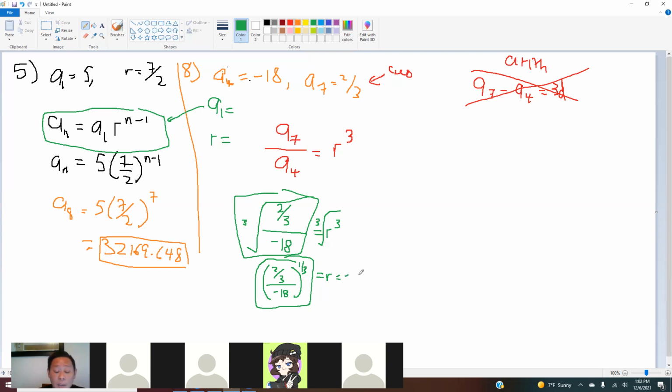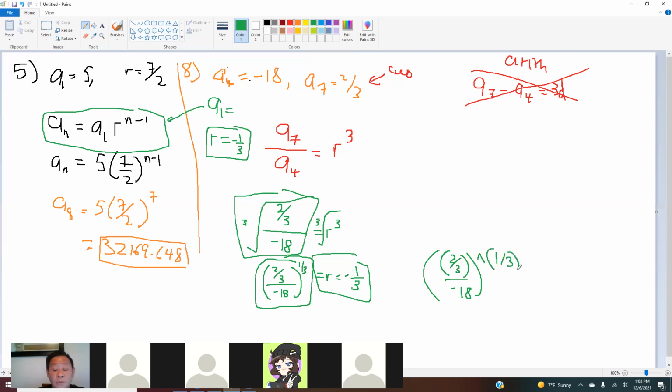You will get negative 1/3. Anyone here did not get negative 1/3 for your R? I didn't. How do you put it in your calculator? I put in parentheses 2 ABC 3 divided by, you need 18, another parenthesis. We don't use ABC in this case. We just use, and then another parenthesis. No ABC, it's all division here.